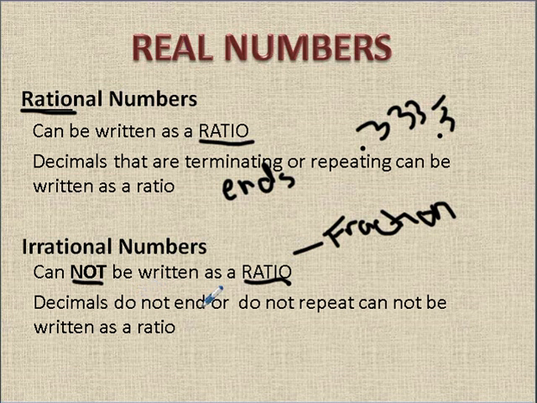Decimals that do not end, so pi, 3.1415962, I may have had a couple numbers backwards there. That is an irrational. It keeps on going and going and going, and it does not repeat. So it's not ending and it's not repeating. We can't write that as a rational number. Basically, there's no rational way of handling it.